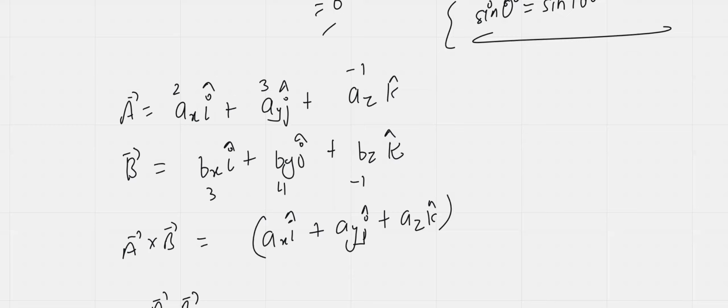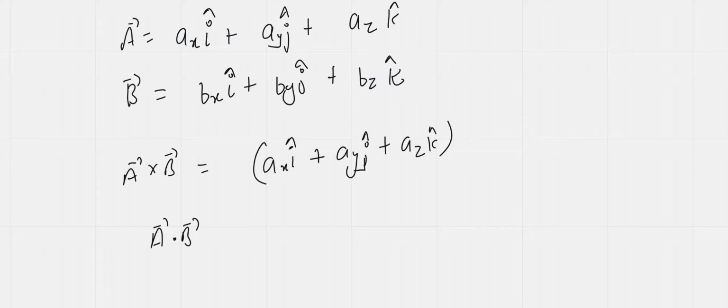Then I'll move to the a cross b. 19. Okay, it's 19, so that's fine. You just multiply i with i, j with j, k with k, and you get the answer. But let's see, will it be the same in the case of cross or not?